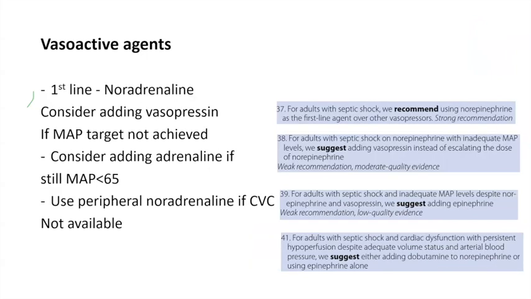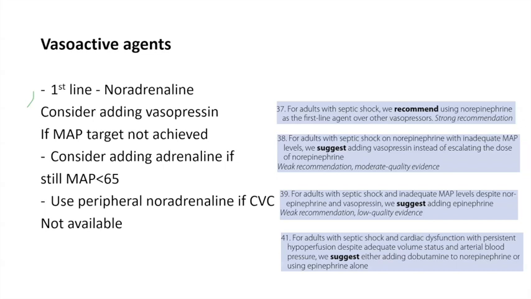So the number one choice of vasoactive agent is noradrenaline, as you all know. But if you need a second agent, you have to consider vasopressin. Generally, in sepsis, the second option is vasopressin, unless there are any other compelling indications that require the use of adrenaline or dobutamine. If the patient has myocardial dysfunction, then you can consider dobutamine or adrenaline. You can consider adding dobutamine onto noradrenaline or use adrenaline as a sole agent.